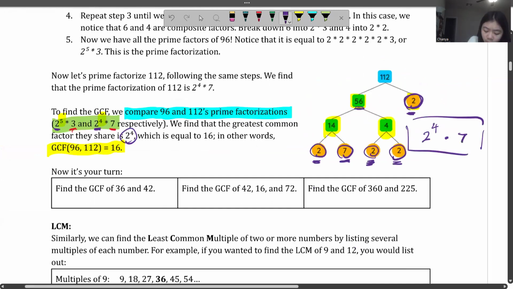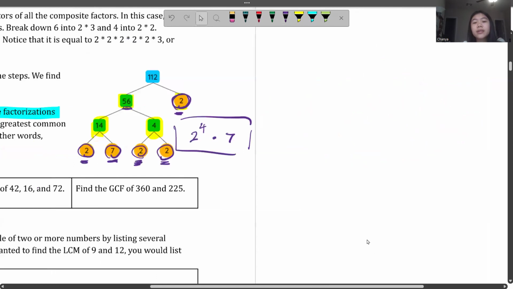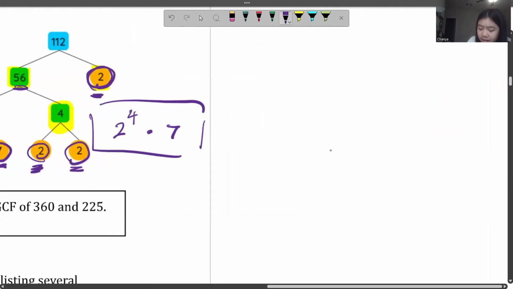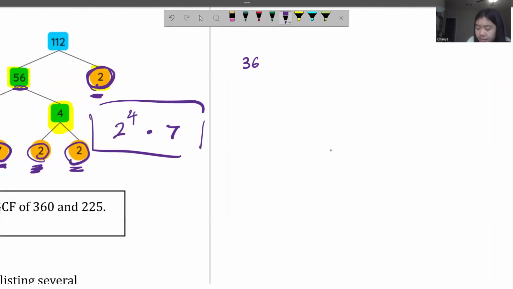So this is problem 1, find the GCF of 36 and 42. And I'm just going to do this on the side. The first thing I'm going to do is prime factorize 36 and 42, right? So for 36, I'm going to make a factor tree. I'm just going to write them down for now. I'm going to think, okay, what two numbers multiply to get 36? Well, the first thing that comes to my mind is 6 times 6, right? 6 times 6 over here.